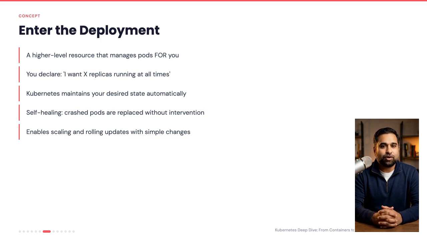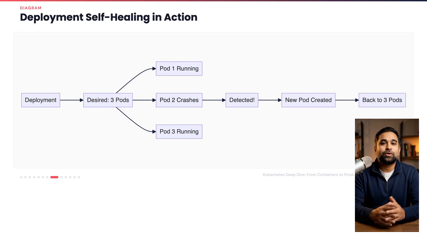Let's verify it worked. Run kubectl get deployments. You should see your nginx deployment listed, showing desired, current, and available replica counts. It might take a few seconds for the available count to show one. Now let's see the pod that was created. Run kubectl get pods. You'll see a pod with a name starting with nginx-deployment followed by some random characters. That random string is generated by the replica set to ensure unique names.